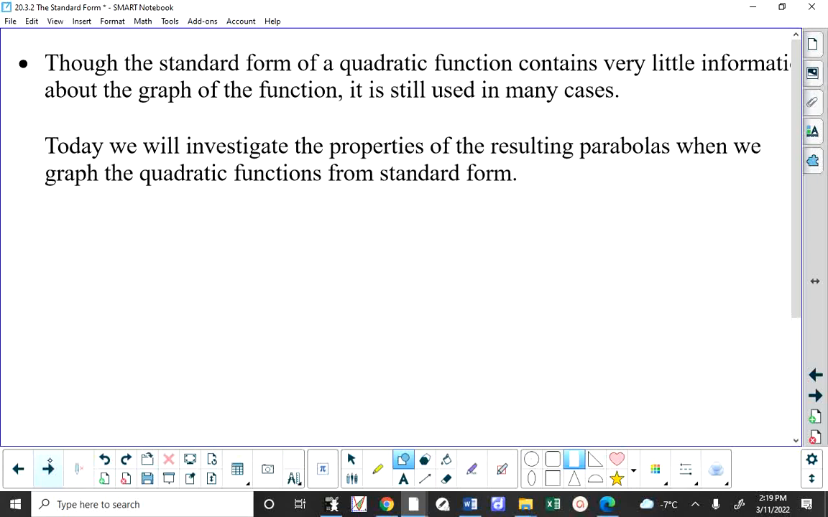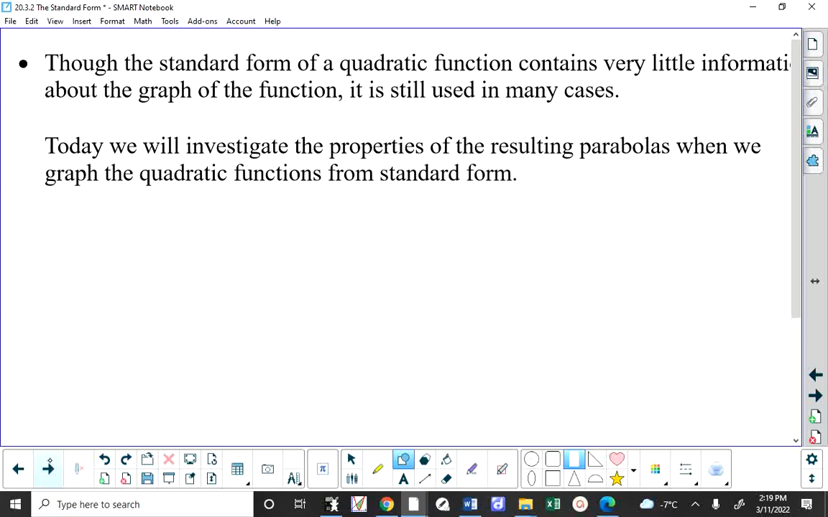This was all the stuff from the quiz, which I'll hand back today too. Even though the standard form, which is the bottom one that I have written on the board, doesn't contain a lot of information, we still use it a lot.